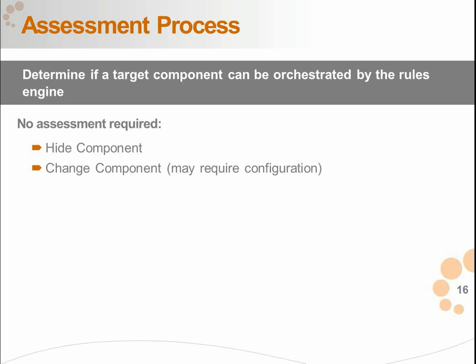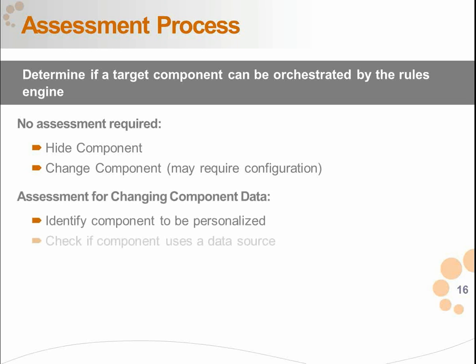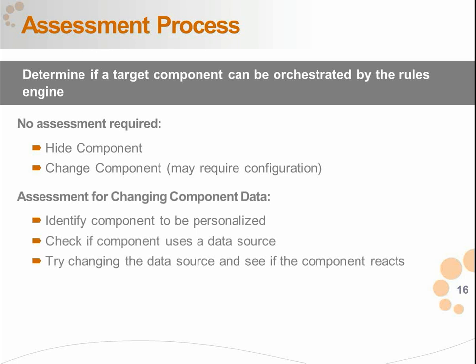So when I'm assessing my component, I'm essentially just going to be assessing it to see if I can change the data source, see if I can change the data that's being fed to it. So the process for making this assessment, first of all, I need to identify an appropriate component to be personalized, such as an ad in the sidebar or a set of related links or something like that. I'm then going to check if the component uses a data source, because if it is currently using a data source, then it's very likely that I can change that data source and the component will change, and that's exactly what we're after.